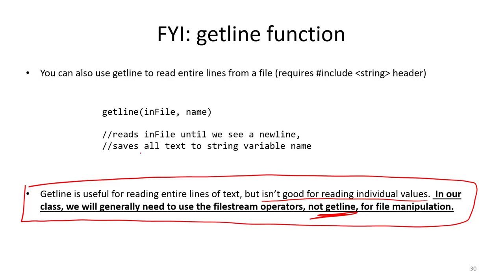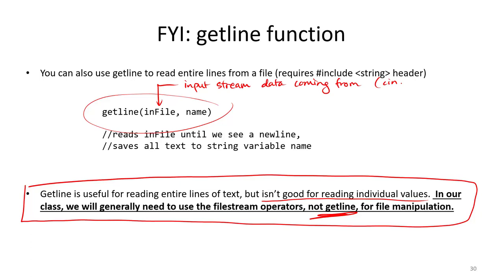But if you do need to use getline to read an entire line, then this is how you would do it. So here you put where you're reading the data from. So this is the input stream the data is coming from. This could be a cin, or it could be an input file stream. And then name is the name of the string where we want to store the data.